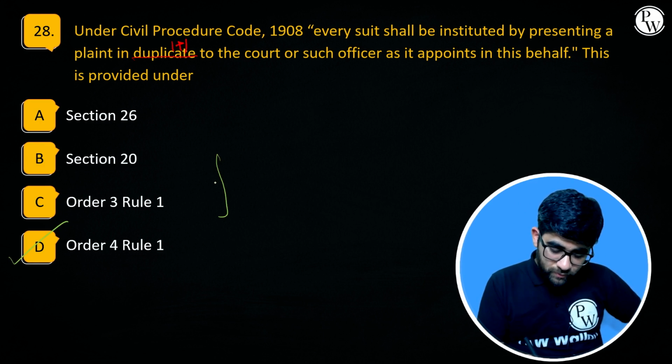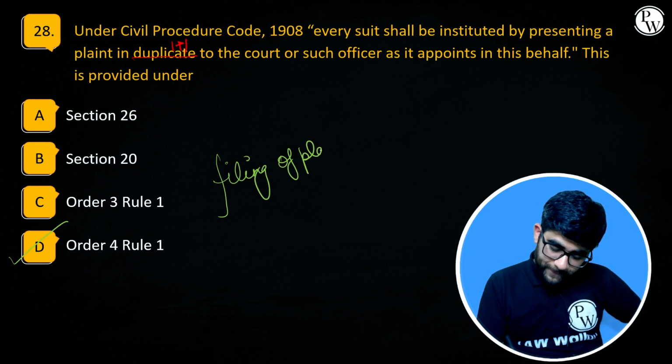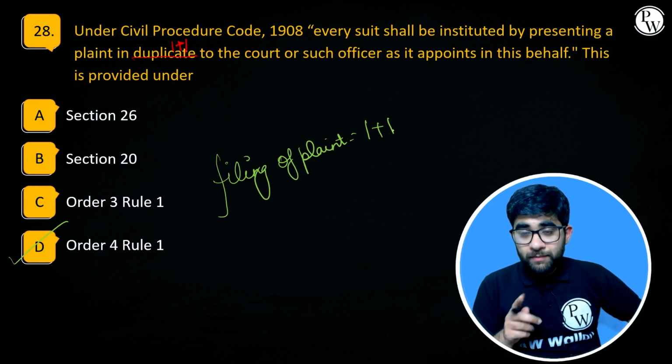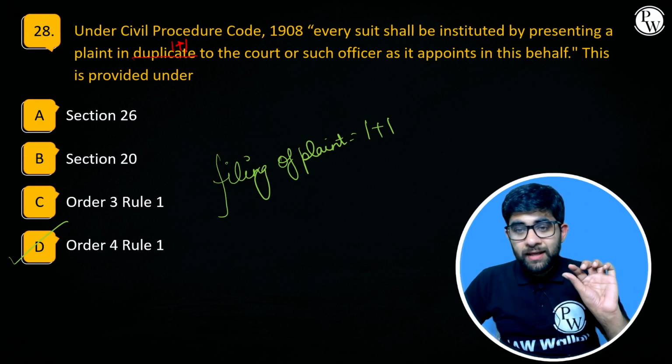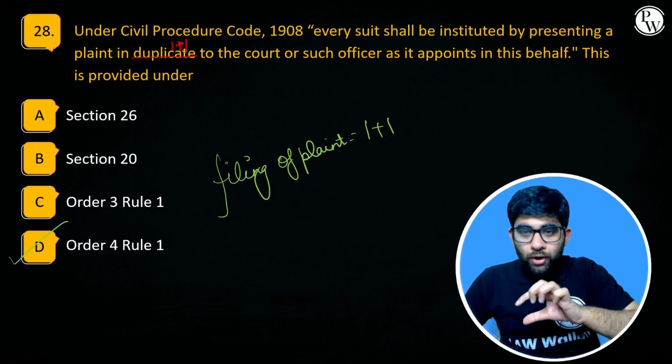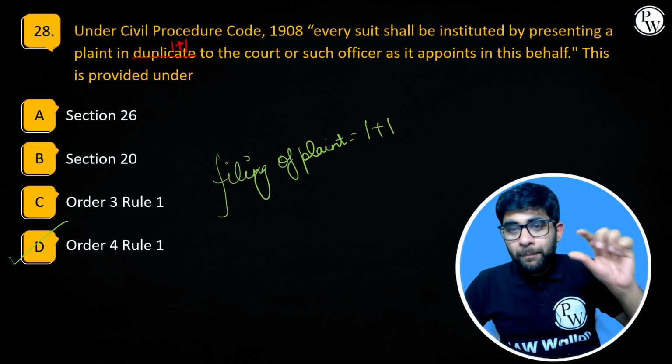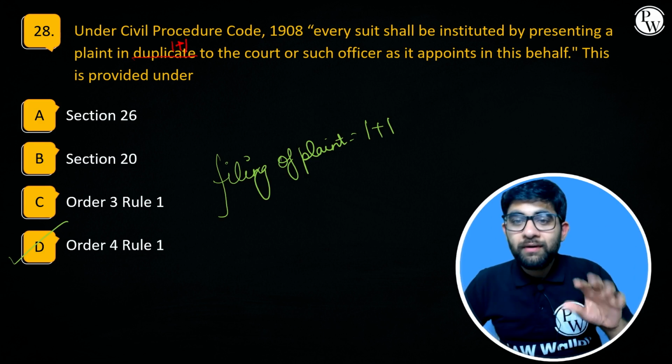Filing of plaint is equal to 1 plus 1. See, 1 plus 1 means 1 is the plaint and the documents. Plus 1 is only the plaint and not the documents. This is what 1 plus 1 means.